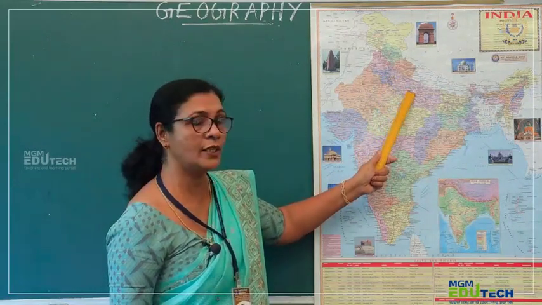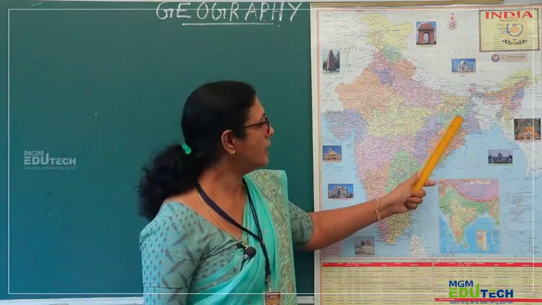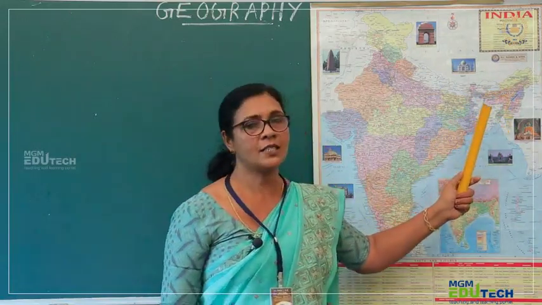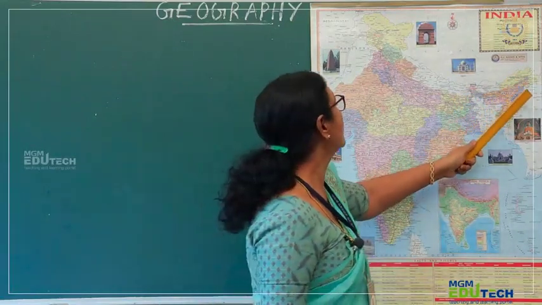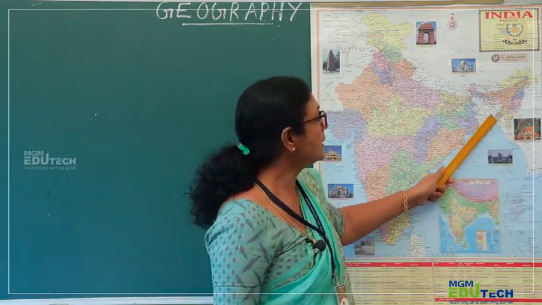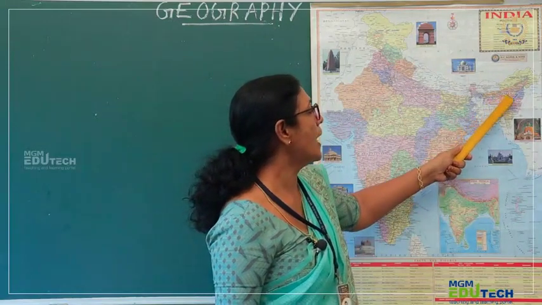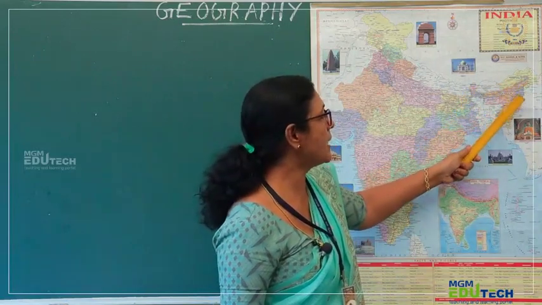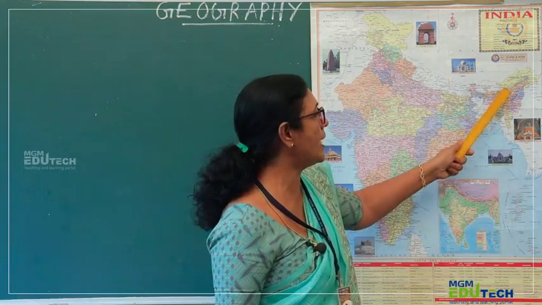Then we have Uttar Pradesh here to the north of India, then Bihar, then we have the northeastern states. These states are called Seven Sisters. They are hilly states of India. Let's see Arunachal Pradesh. Here we have Nagaland, Manipur, Mizoram. This is Tripura. Then we have Meghalaya here. Assam. We have Sikkim here. Sikkim, Arunachal Pradesh, Nagaland, Manipur, Mizoram, Tripura, Meghalaya, Assam and Sikkim.